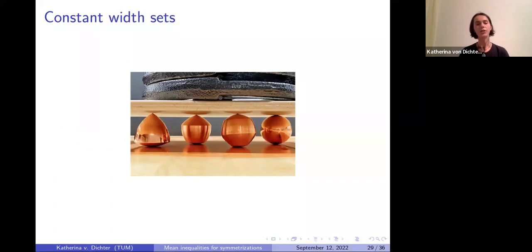Okay, let's go on with another topic, which is also related to all these means. This is the constant width sets. The constant width set is an interesting construction of sets which are round. So if you take this set and place it between two parallel hyperplanes, then it will roll in any direction like you want. This means that the breadth of the set is equal in any direction.